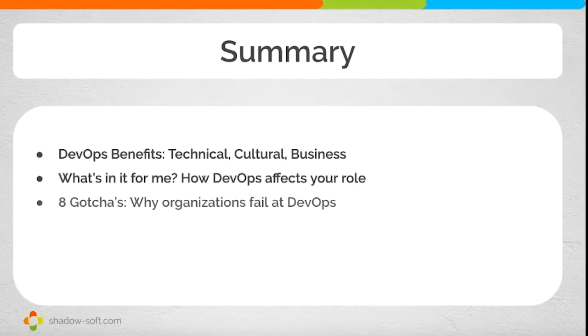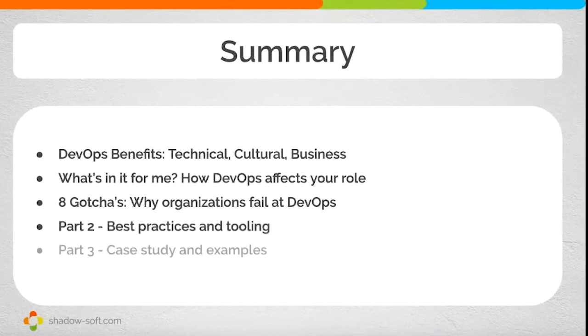So in this session, we've talked a lot about benefits, what's in it for me and how DevOps affects my role, and some reasons why organizations fail at DevOps. Over the next couple of sessions, we'll talk about some best practices and tooling around DevOps, and we'll look at a case study with some examples of how that particular problem set was solved using automation and a DevOps model.